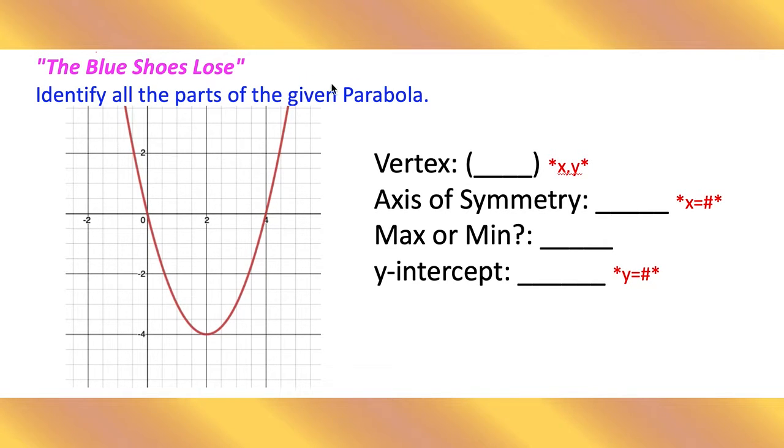Identify all the parts of the given parabola. So we've got to find the vertex, the axis of symmetry, whether it has a max or a min, and whether it has a y-intercept. Yes, it does. Here we go. All right, so let's just go right through the list.